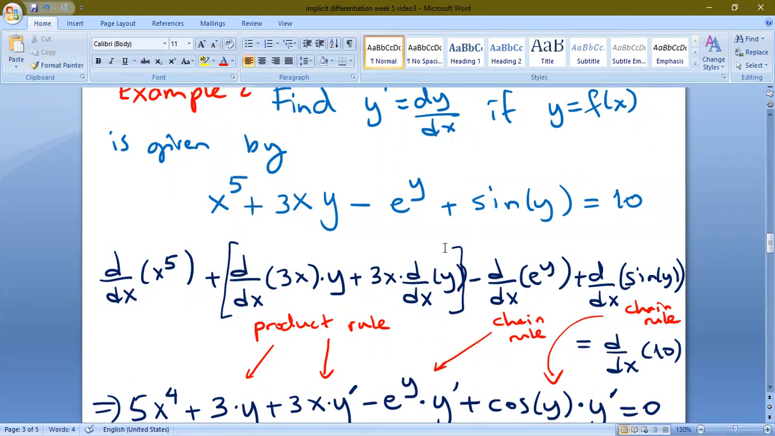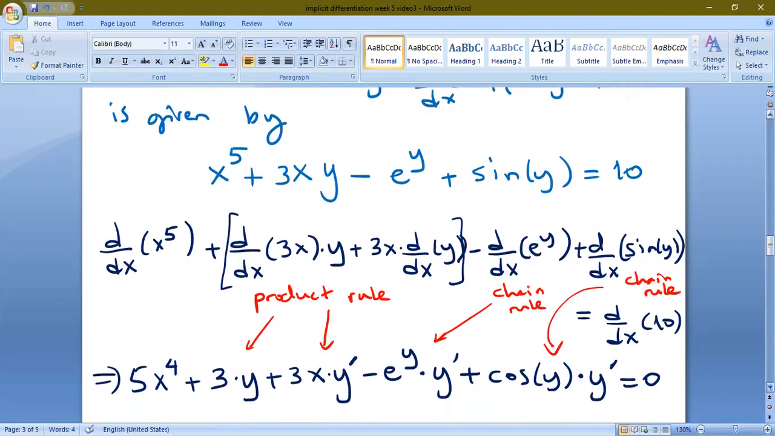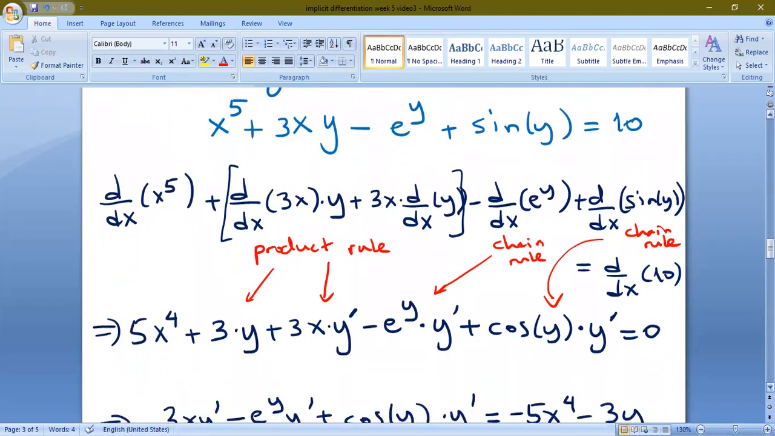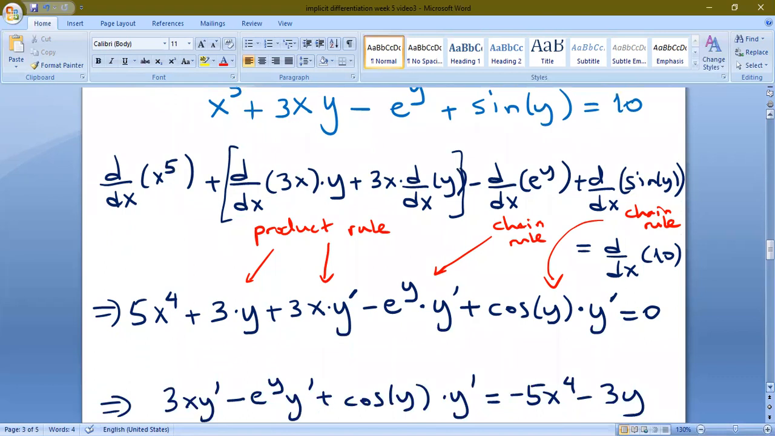Well, sine y also chain rule for that. Why? Because remember, the derivative of sine of f is cosine f times f prime. So this is going to be sine of y, derivative of sine of y will be cosine of y times y prime, because y is f of x. I mean, I could have written f of x instead of y, okay? And derivative of 10 is 0. Now we are done with the derivatives.